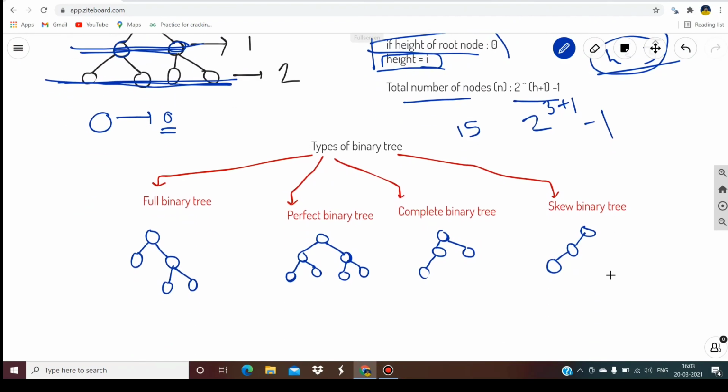Next is types of binary tree. So we know that binary tree is a tree in which each node can have at max two children. So it can be possible that a node does not have any children, or it has one child, or it can have at max two children. Now the binary tree is divided into mainly four types: full binary tree, perfect binary tree, complete binary tree, and skew binary tree.